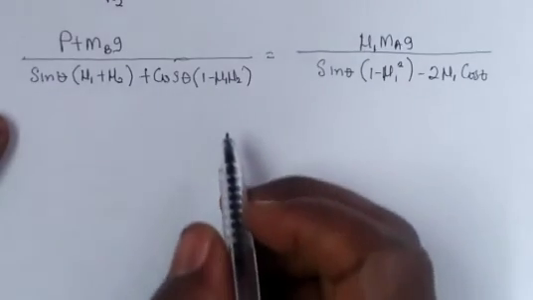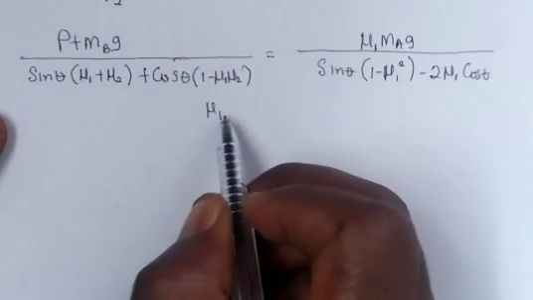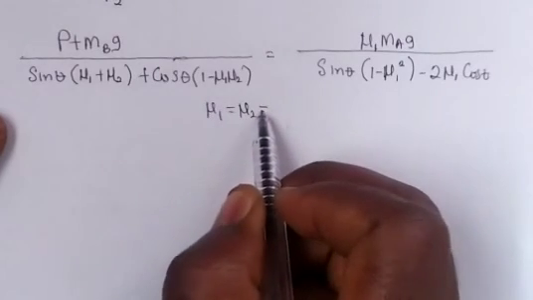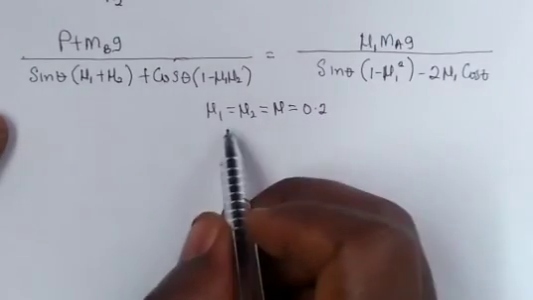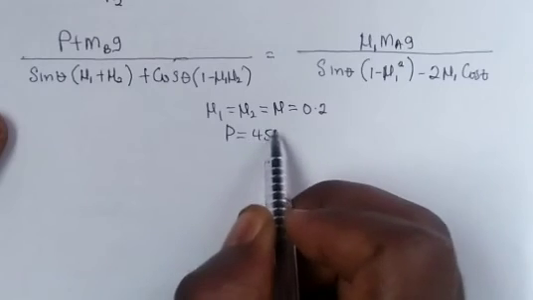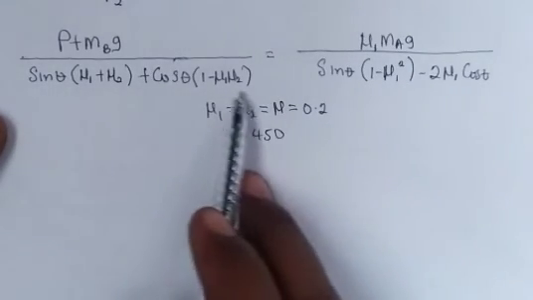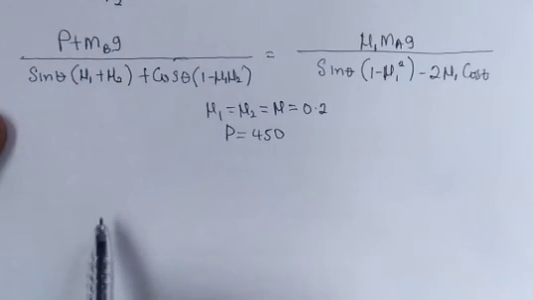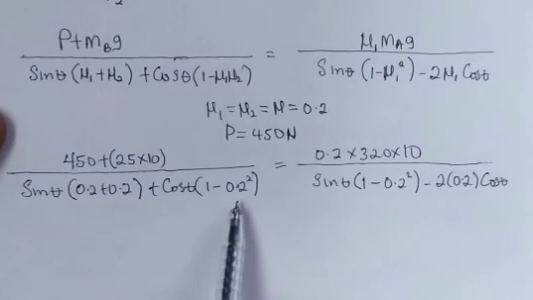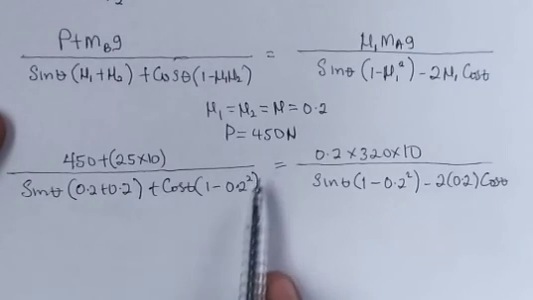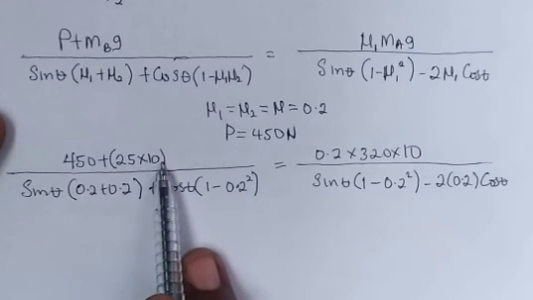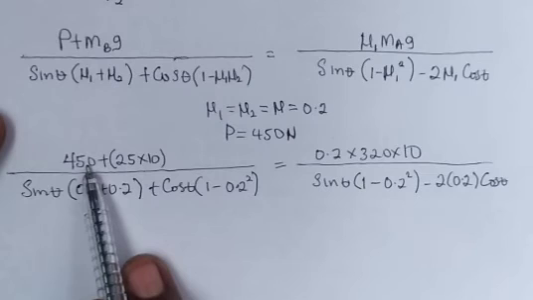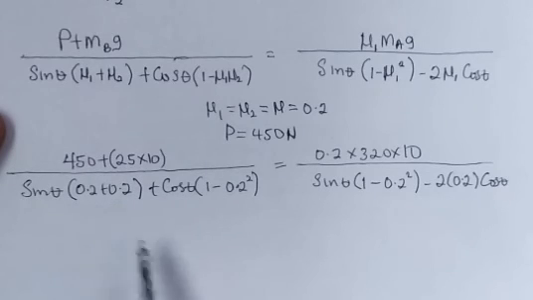So what you need to know is we are told that mu1 is equals to mu2 is equals to what? Mu is equals to what? 0.2, and the force P is equals to what? 450. So we are going to input these values here. So inputting those values, I'm going to be having this. So that's what we have here. So anywhere I see mu, whether it is mu1 or mu2, I'm going to put 0.2. So in doing that, 25 times 10 is 250 plus 450. That is going to give us 700, right?